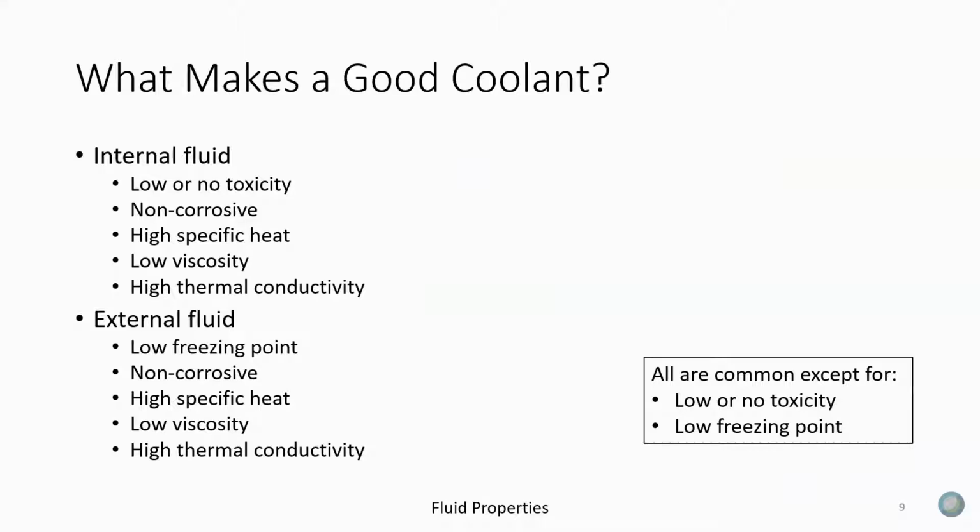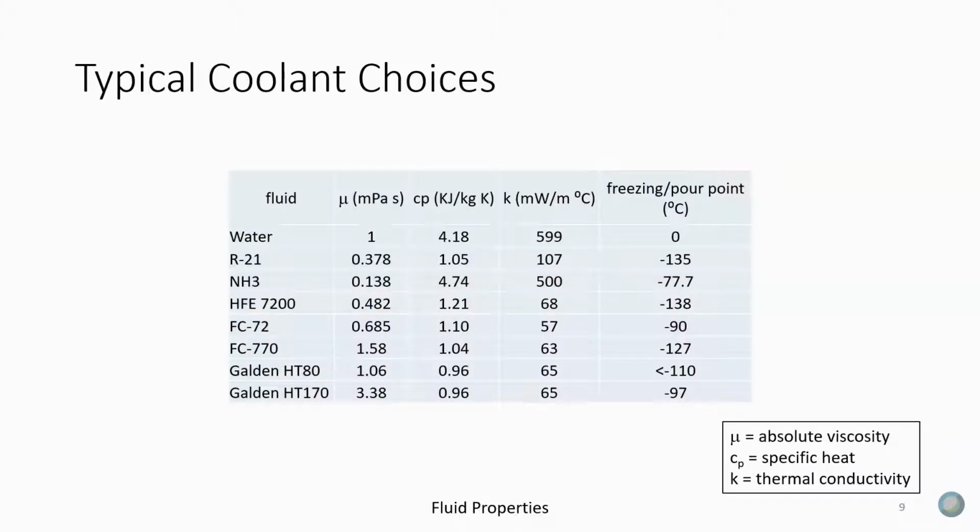And for an external fluid, the first thing is low freezing point. You don't want to freeze this stuff up. Also, of course, want it to be non-corrosive in whatever its material is and however you built the system. High specific heat is great because you have to pump less of it. Low viscosity, get turbulent flow again, get high heat transfer, and high thermal conductivity for the same answer. So everything here on this list is common between internal and external, except for low or no toxicity inside and low freezing point outside. So those are characteristics that we want specific to internal and external coolants.